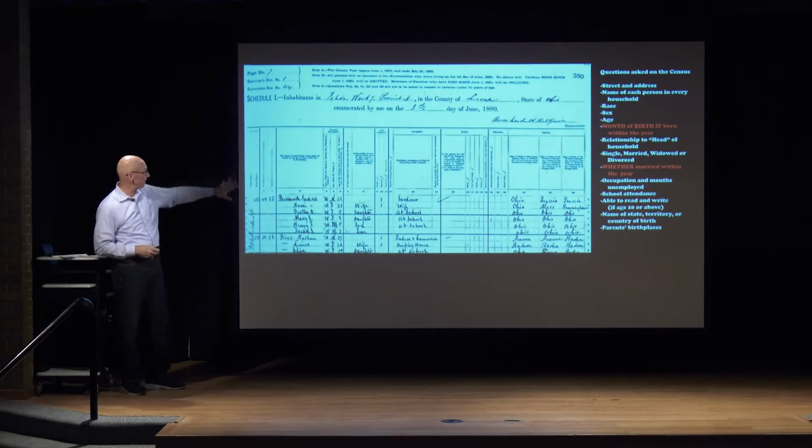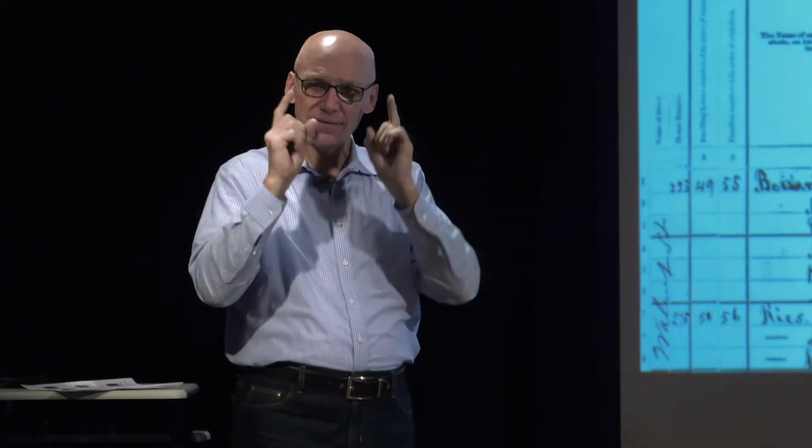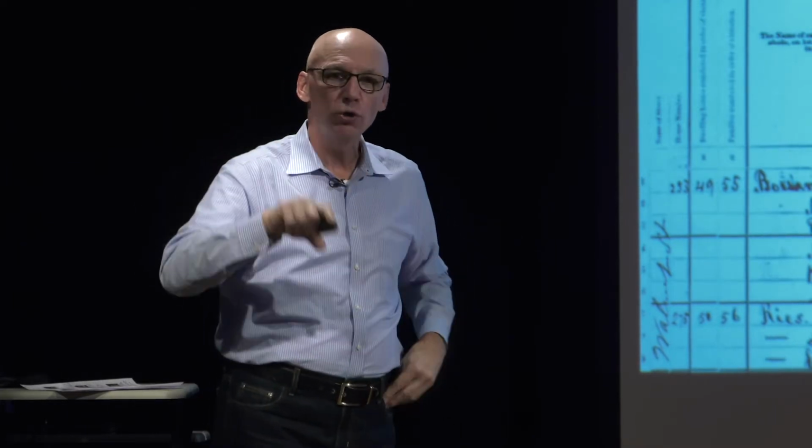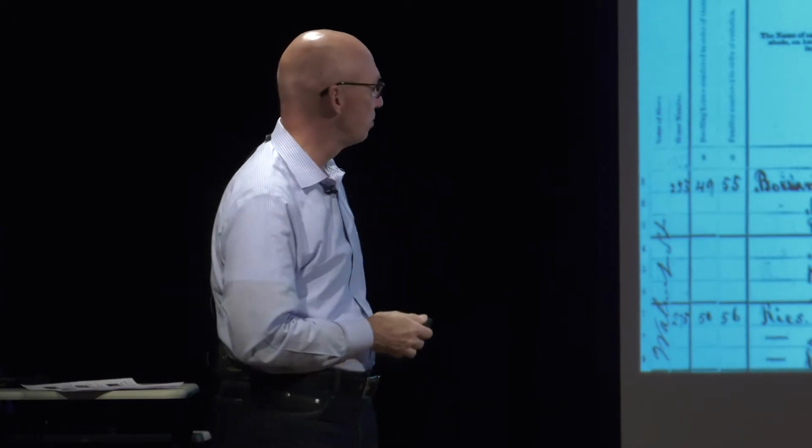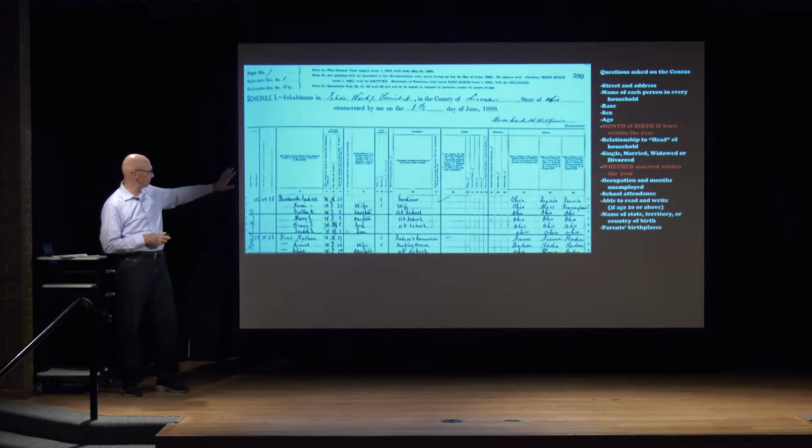And then we continue on. We have the names of the people in the household, their race, sex, age, the month of birth if a child is born within that given year. So from 1879 through 1880, if a child is born in that year, you will be given the month that the child is born in. The relationship to the head of household. Married, single, divorced, whether married within the year, then the occupation, school attendance, and also the parents' place of birth.